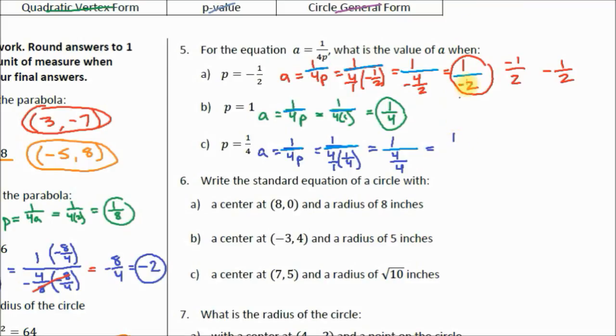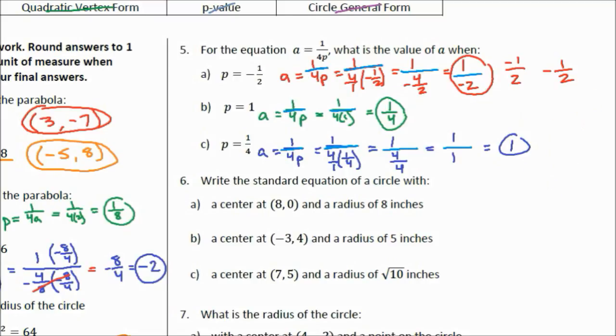We've got 1 over 1 because 4 over 4 is equal to 1. And 1 over 1 can just be written as, oops, let me get that the right color so I'm matching this correctly. 1 over 1 can be just written as positive 1. And there is our a value, positive 1.